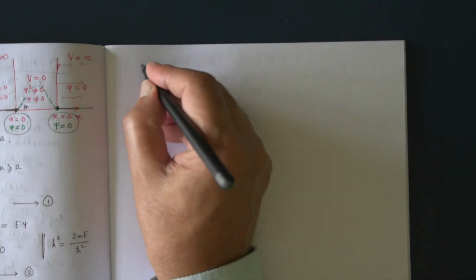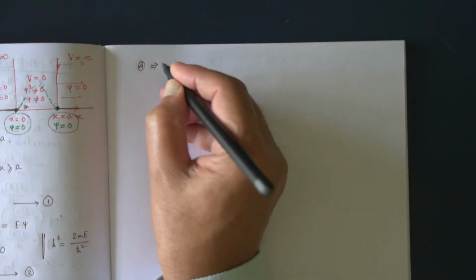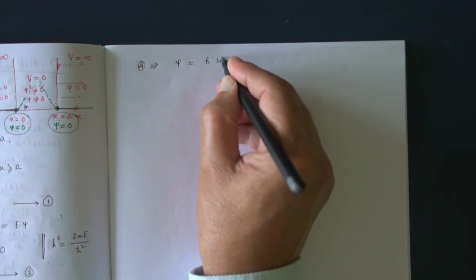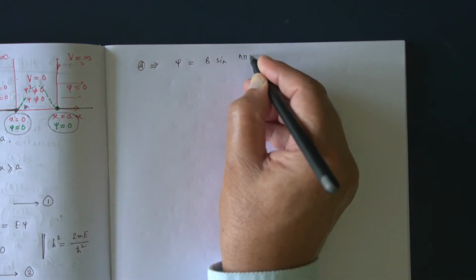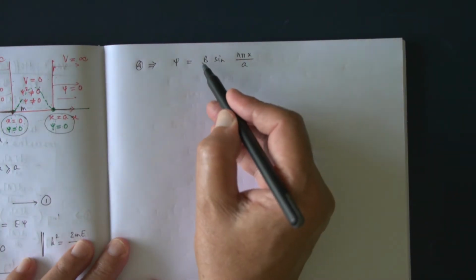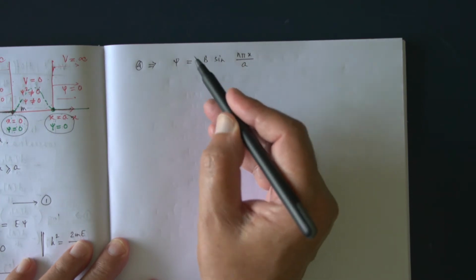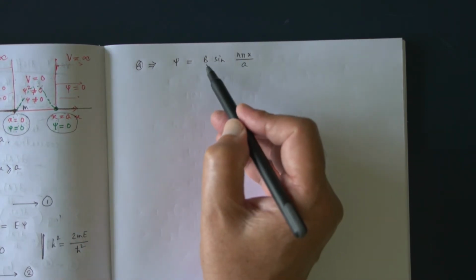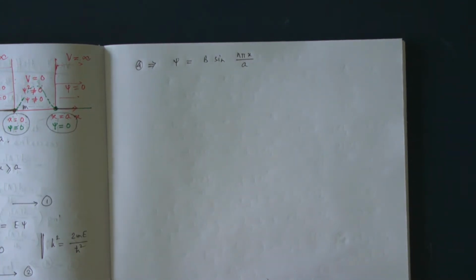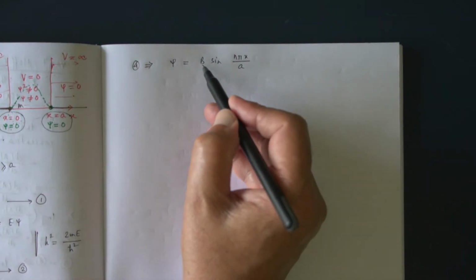Now from 4, psi equal to b sin n pi x by a. We have seen that. Now we have to find out the value of b. B is a constant, and we have to find out the value of b. So how to find out the value of b?